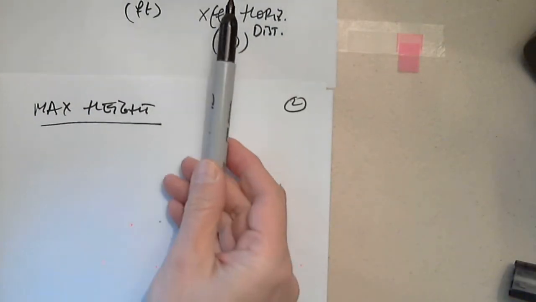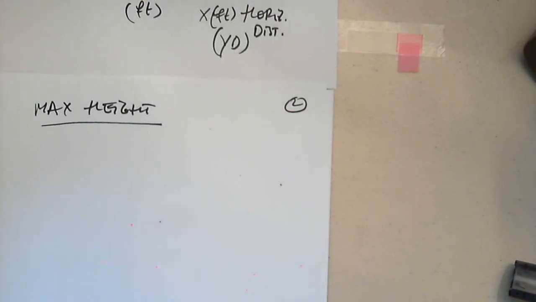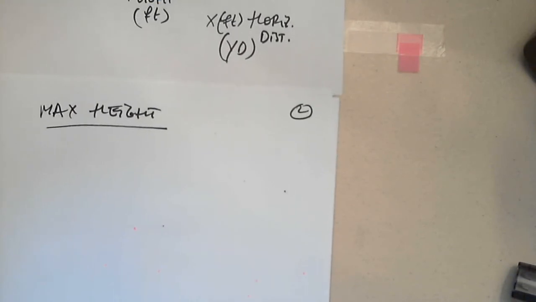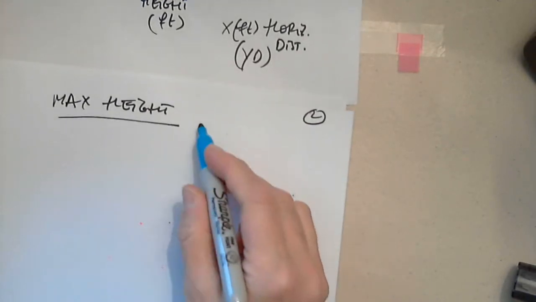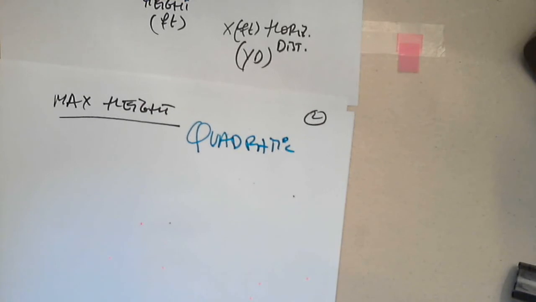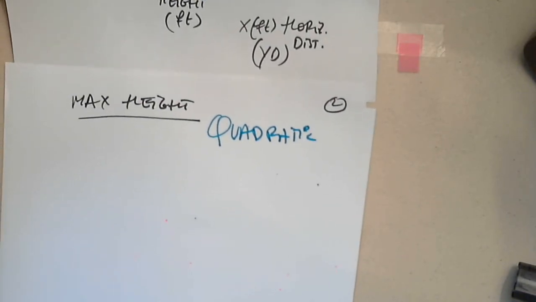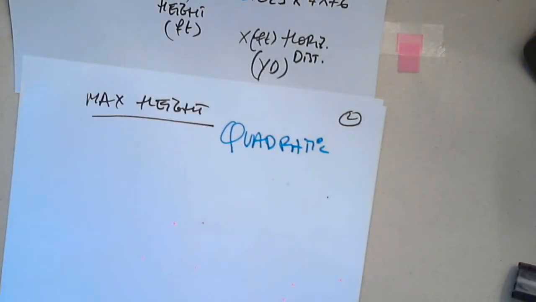So for the maximum height, first of all, I have to look at the function and realize that the function is what type? The function is? Quadratic. Very good. Since the function is quadratic, we know how to find the maximum of a quadratic function. How do we do that? Negative b divided by 2a. Very good. That's the x coordinate.